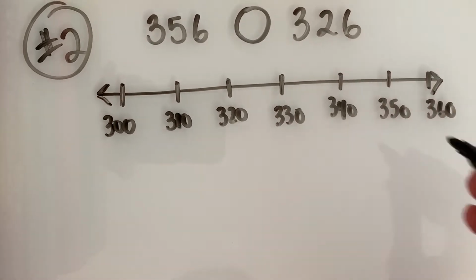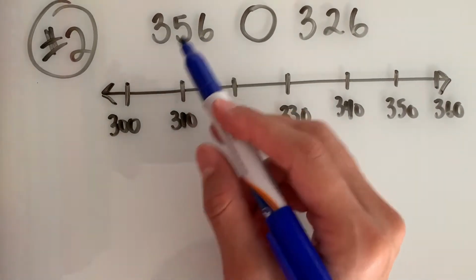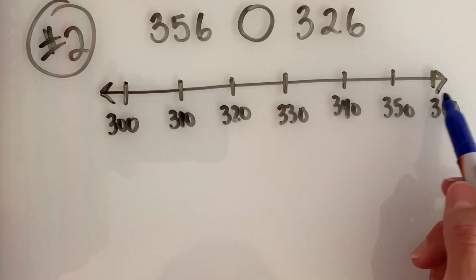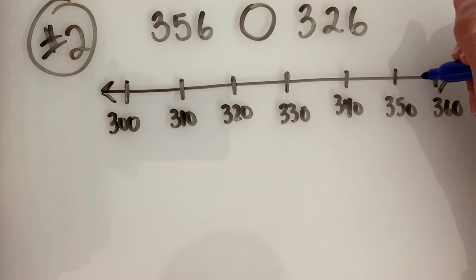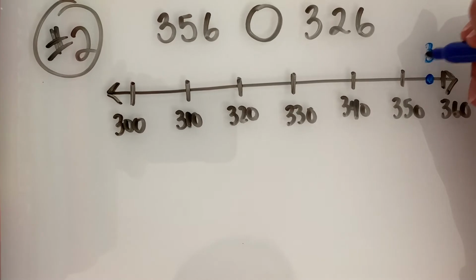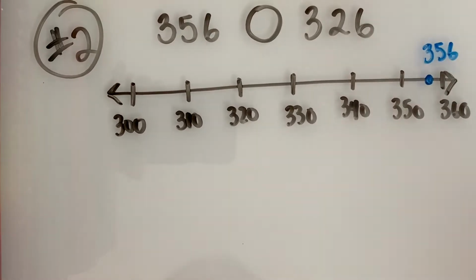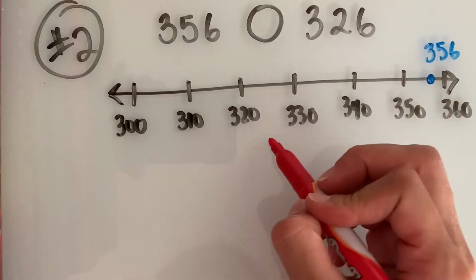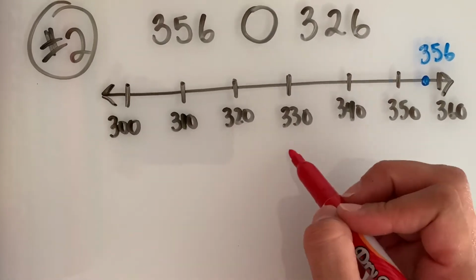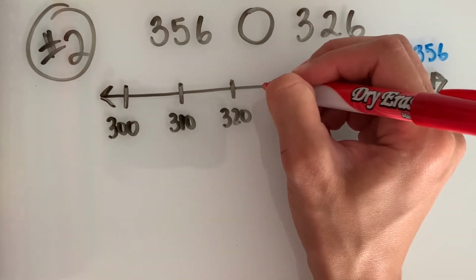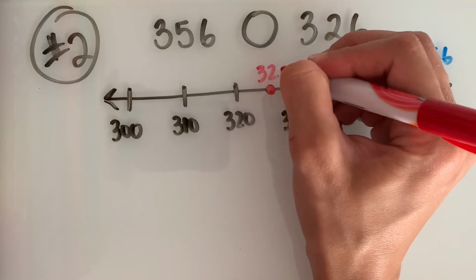I'm going to plot my first number, which is 356. And I know that that is between 350 and 360. So I'm going to plot it between the two, and I'm going to label it. Then 326 is between 320 and 330. So again, I'm going to plot it and label it.